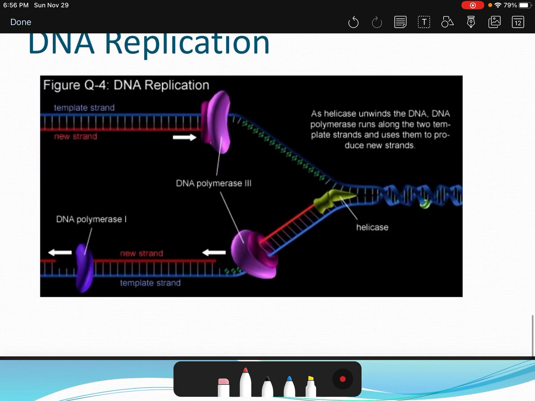And there you have DNA polymerase going down, putting down the new nucleotides as it goes along. DNA polymerase is going to proofread as well and double check things. And so there you have the helicase unwinding the 2 DNA strands as you go along as well.